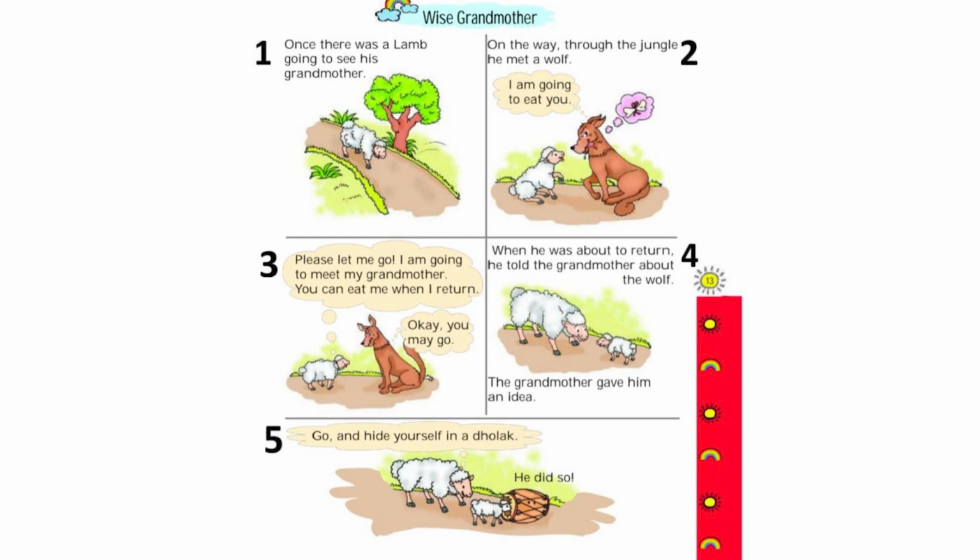Look at the fifth picture. "Go and hide yourself in a dholak." I will explain this. In the picture, you can see the dholak. It is a musical instrument. So the grandmother gave an idea to the lamb: go and hide yourself in the dholak. He did so. The lamb went inside the dholak.